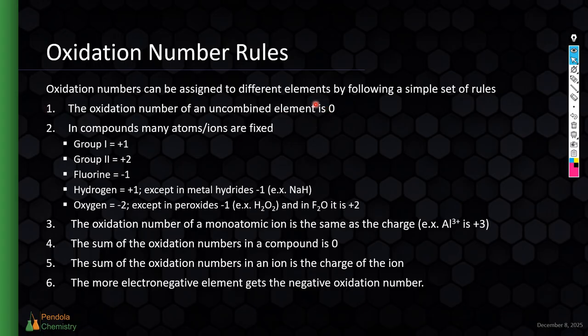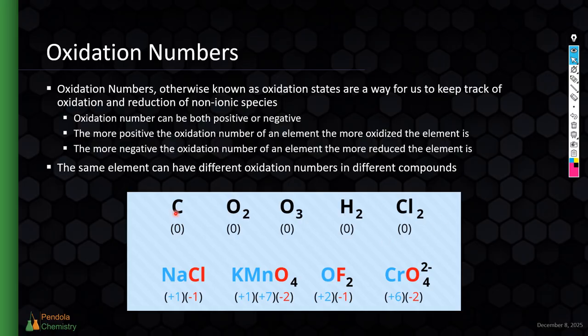That's the number one rule, and these rules are a bit in order of importance, meaning that if we are up here, this rule takes priority over all others. So if any element is uncombined, an uncombined element means an element either that is monatomic or diatomic, but an element by itself. So here we can see, if we go back, how C, O2, O3, H2, and Cl2 all have an oxidation number of 0. The reason for that is that these elements are uncombined.